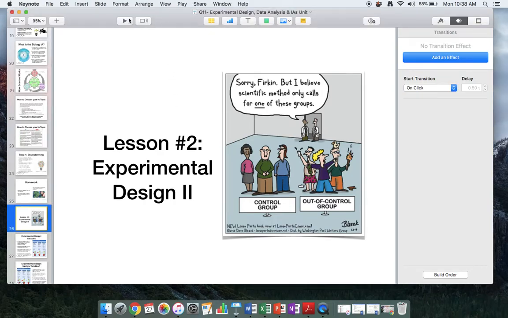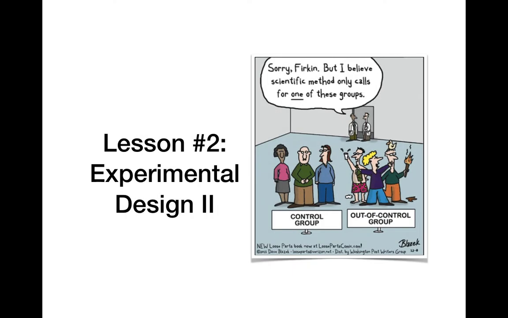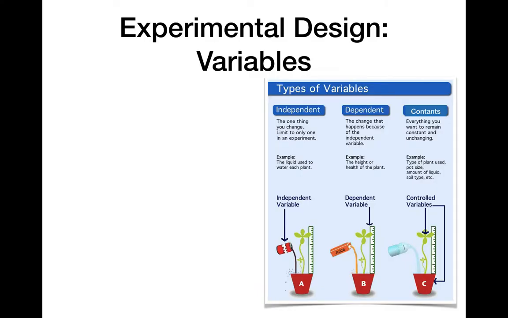Hello, 11th grade. So this is the second lesson in our unit on statistics, the IA, and experimental design. And we're going to be talking about the next phase of design. After you make sure your study is ethical and safe, what is the next thing you need to be thinking about? And that would be variables.